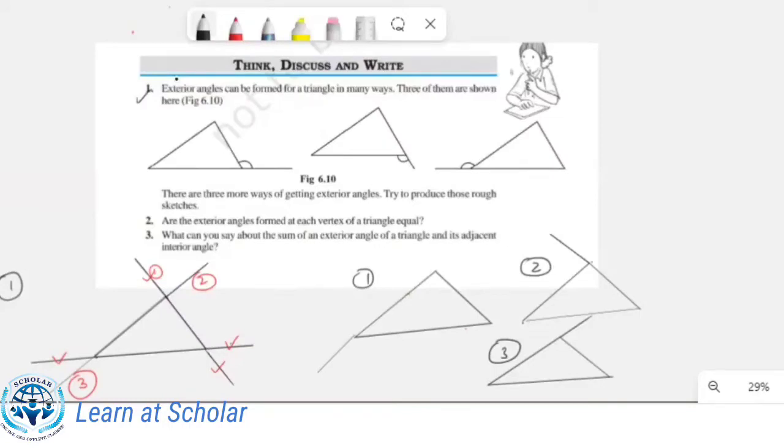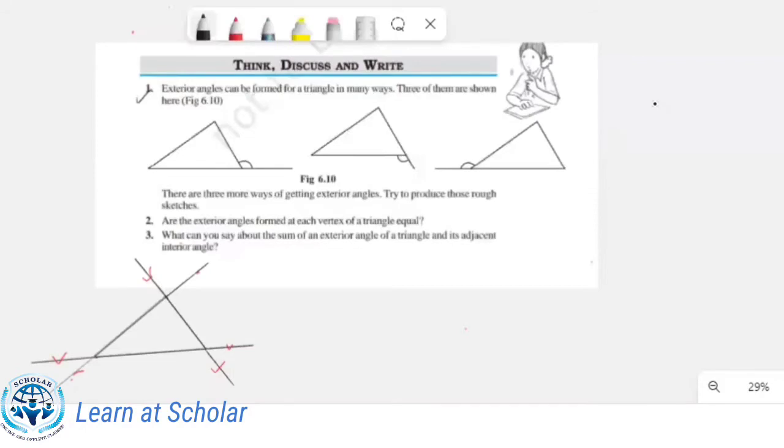Are the exterior angles formed at each vertex of a triangle equal? Let's find out the second one now. The question is asking, are the exterior angles formed at each vertex? That's why I have underlined this point. So these are the angles formed at each vertex. Let's find out. Are they equal?